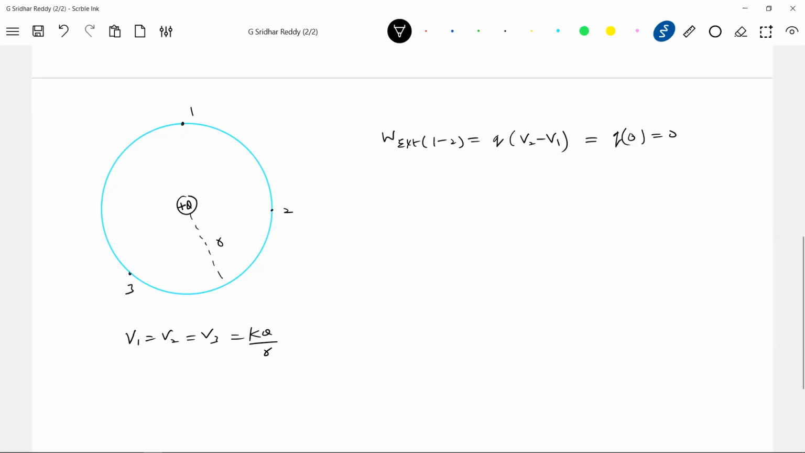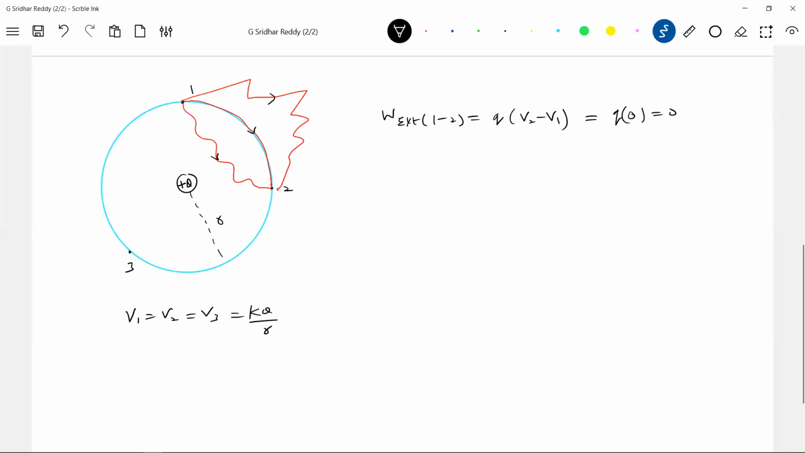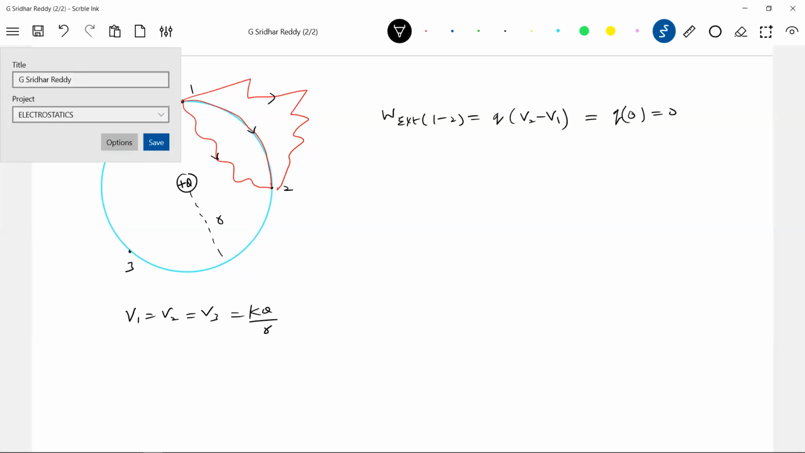So it is 0. Now, one person will move the charge like this. Next, you will move the charge along this path. Next, you will move like this. So in all 3 paths, what is the work done by him? Same, it is equal to 0. So therefore, we know that if the work done is independent of path, then what is that field? Conservative or non-conservative? It should be a conservative field. So therefore, the field produced by a point charge is conservative.